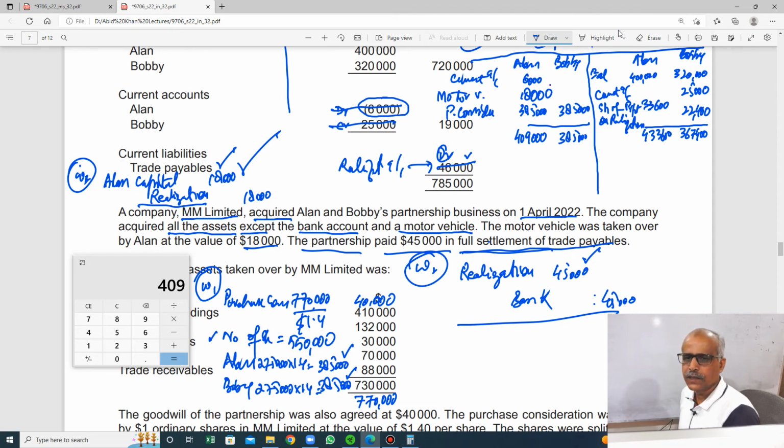And see, Alan credit side is 433,600. His debit side is 409,000. Means Alan has got 385,000 of the purchase consideration, has got motor vehicle, and his account was debit, current account. Despite all this, he has to get money because his credit side is more, debit side is less. So his debit and credit side should be equal. So we will give money to Alan.